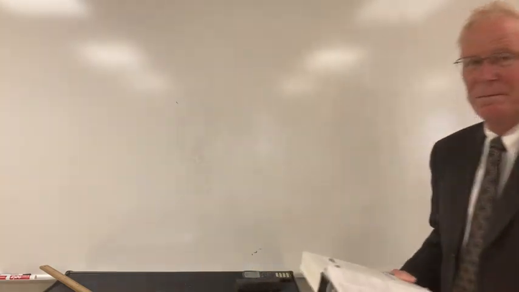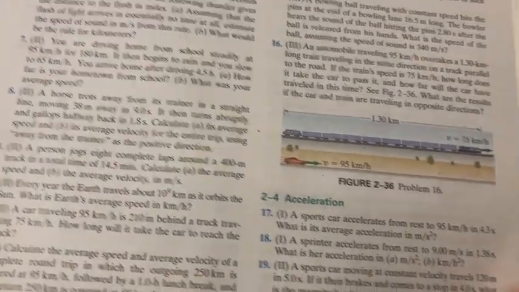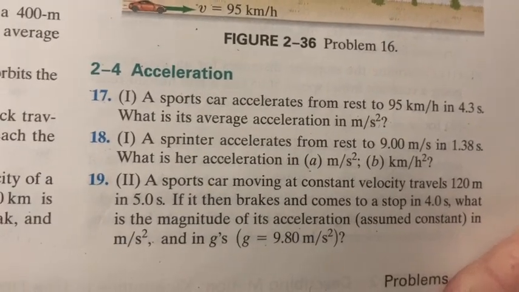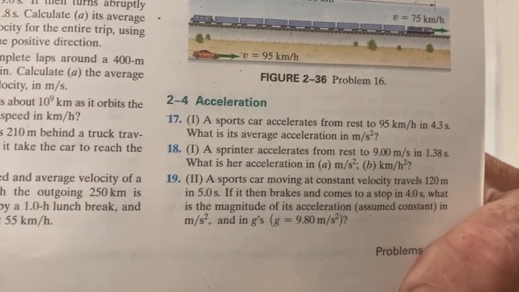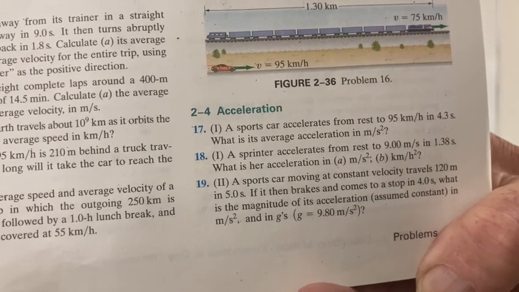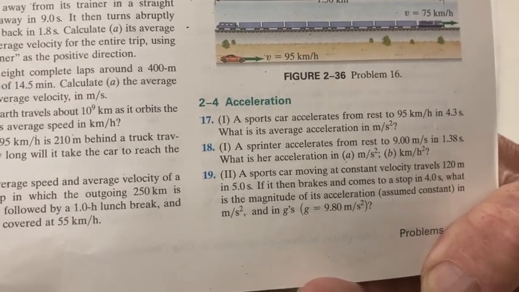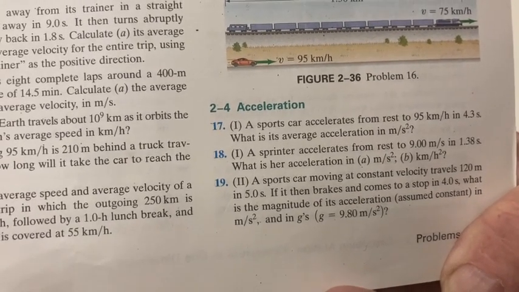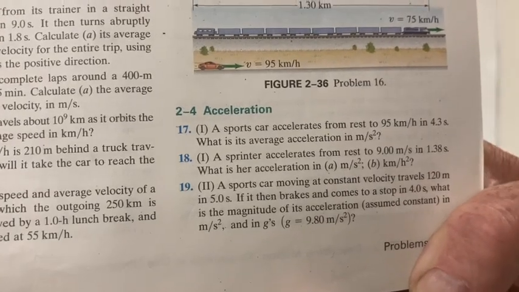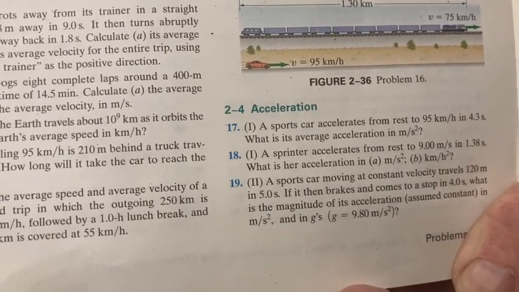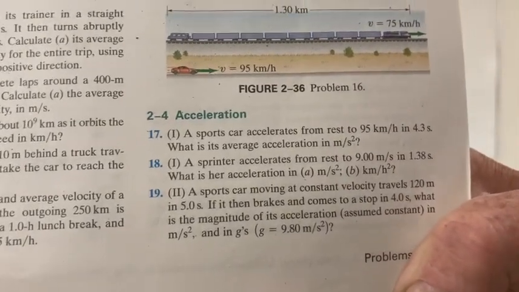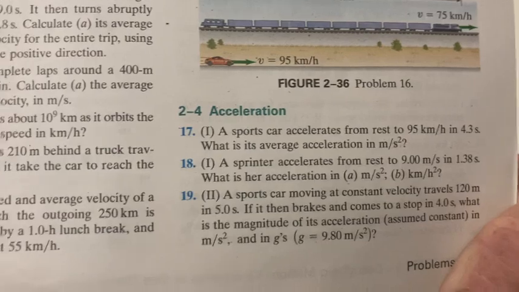All right, the next one is from section 2.4. Okay, a sprinter accelerates from rest to 9 meters per second in 1.38 seconds. What is their acceleration in meters per second squared? I'm not going to worry about kilometers per hour. That's irrelevant for this particular problem. So there's the problem. It's number 18 in section 2.4 in problems.